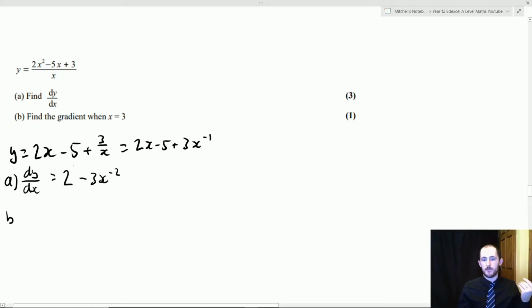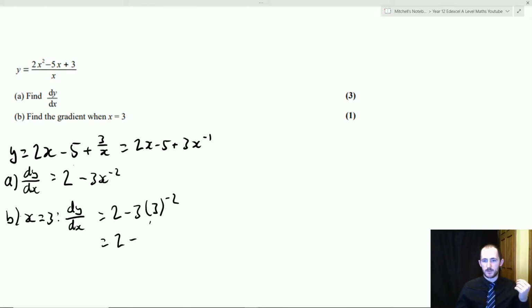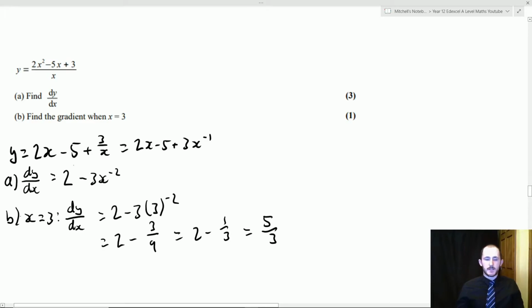And then lastly for part B, all we need to do is find the gradient when x equals 3. So when x equals 3, dy by dx equals 2 minus 3 over 3 squared. So in other words, that's 2 minus 3 over 9. So that's 2 minus a third, which would be 5 thirds. Perfect. So again, I don't think this is too bad once you've practiced it a little bit.